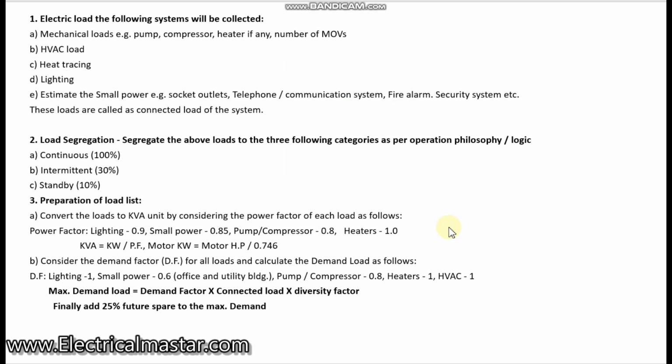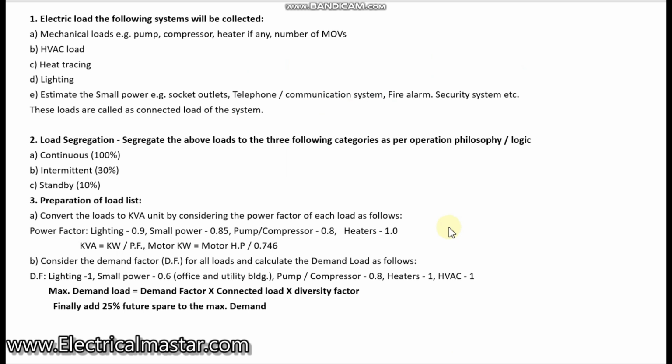First one is the connecting load. You need to find what the connecting loads are in that MCC panel or switchgear. Generally, the electrical load is segregated into the following types of loads. Mechanical load, for example pump, compressor, heater, MOV. These are the mechanical loads. Similarly, HVAC load, heat ventilation air conditioner load, and heat tracing panel.